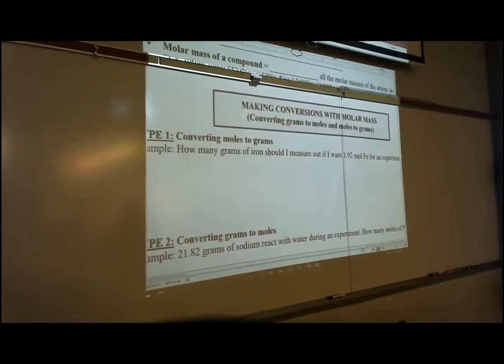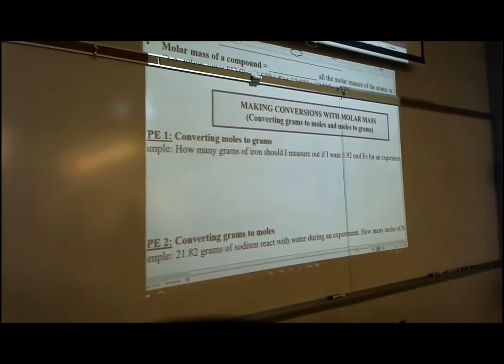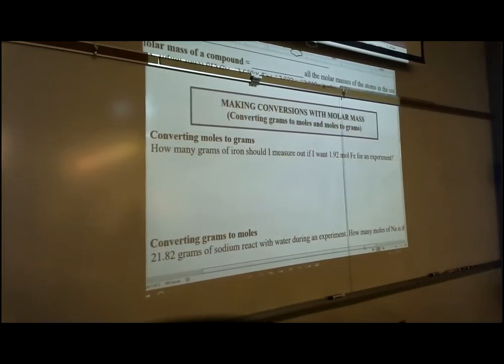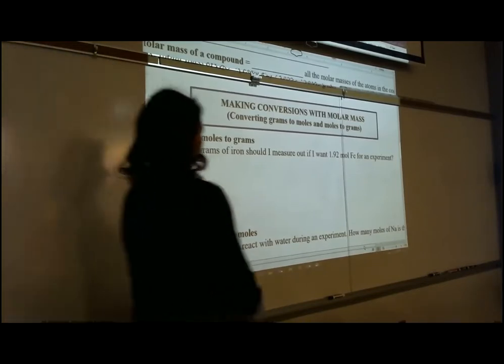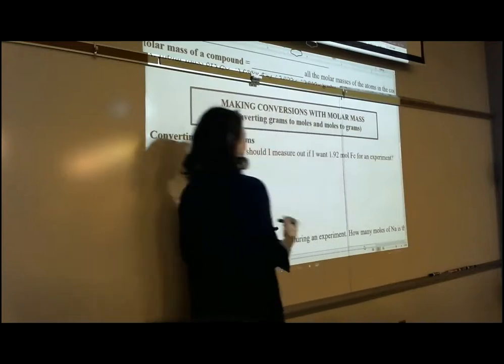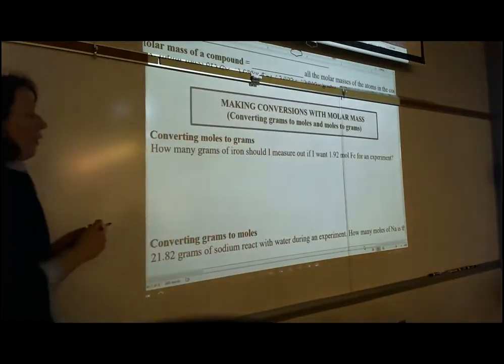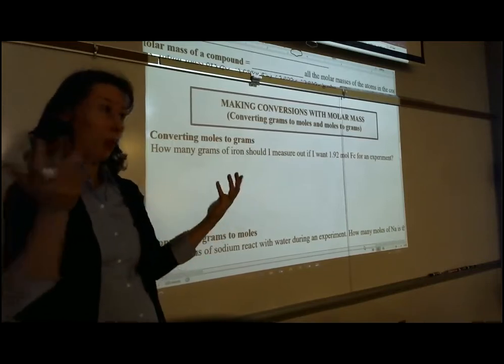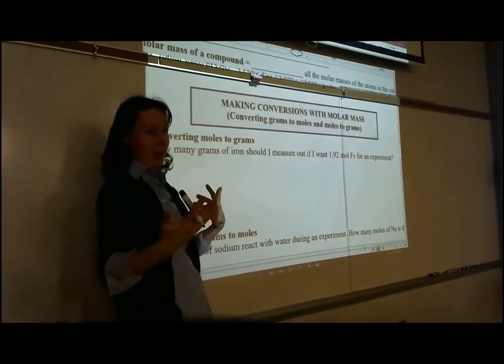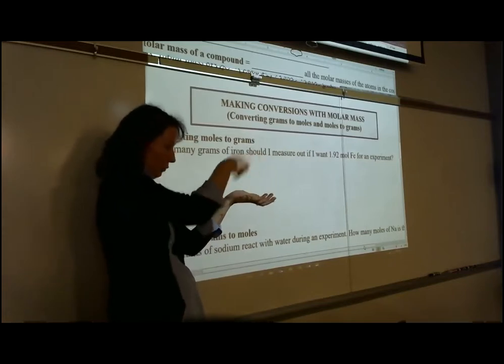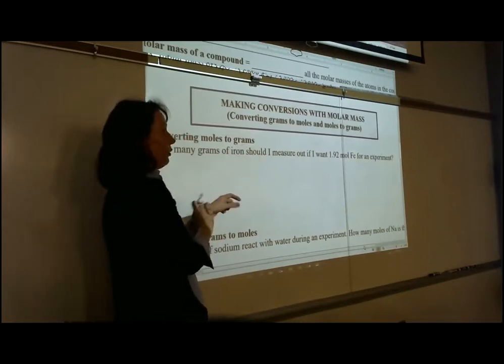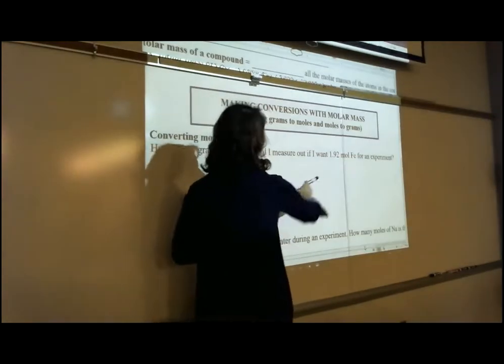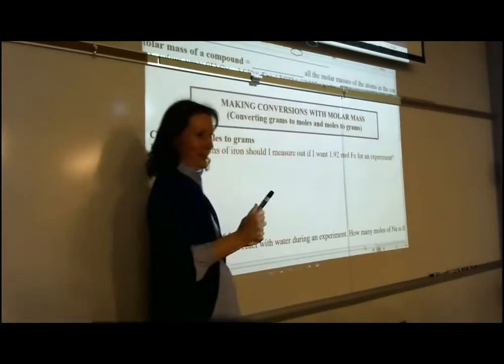All right. So let's do some conversions with molar mass. This is when we convert grams to moles and moles to grams. How many grams of iron should I measure out if I want 1.92 moles for an experiment? So let's just pretend I'm doing an experiment and I need 1.92 moles. Well, I can't go to my molometer. That doesn't exist. There's no such thing as a molometer. But I do have a balance. And that is something I can sit there and I can just put it out, wait till it says 1.92, and then I know. Right? Wrong. You got to count how many grams that is.